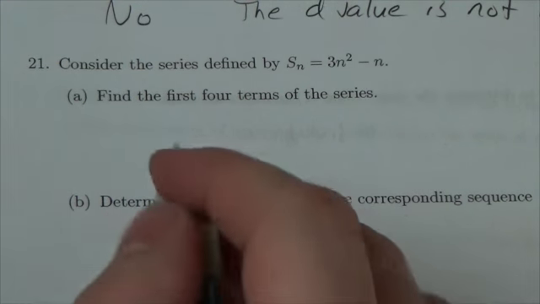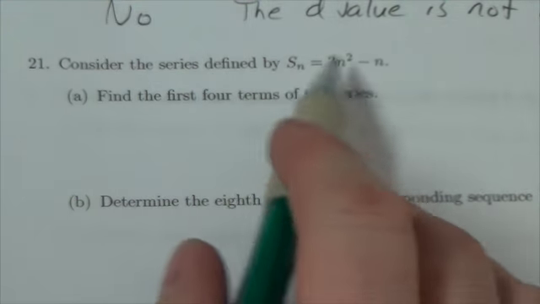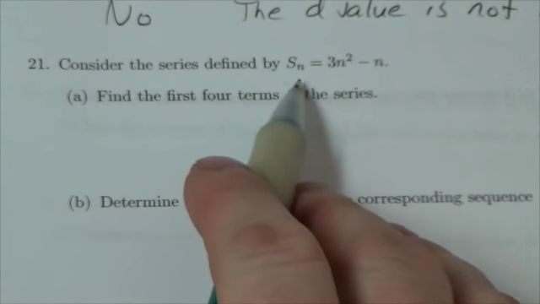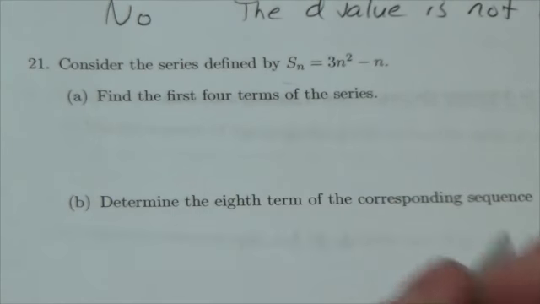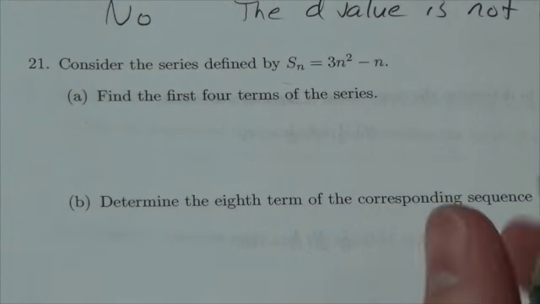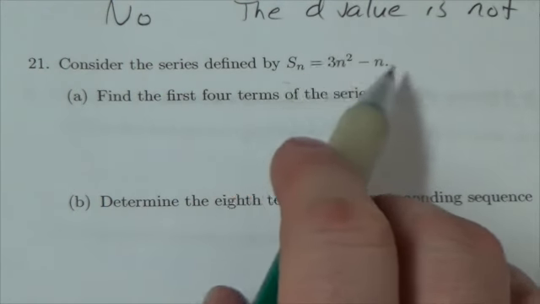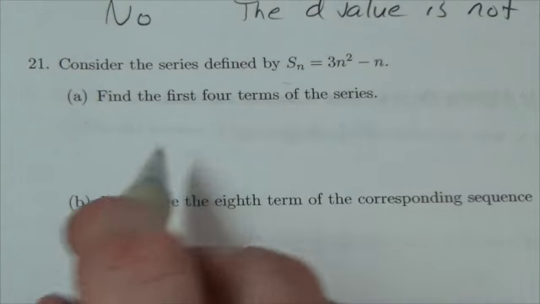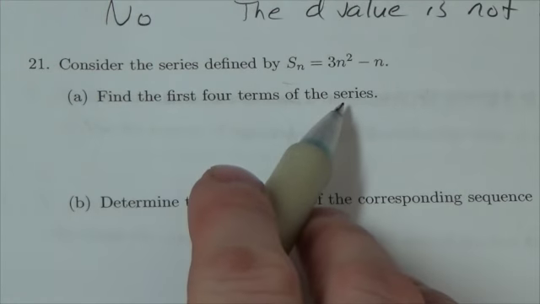All right, question 21. Consider the series defined by... Okay, so here's the summation formula. Now it's been simplified: 3n squared minus n. It's already been reduced down, so it's not really clear to me. I can't see the different pieces in this. What I want to do for the first question is find the first four terms of the series.